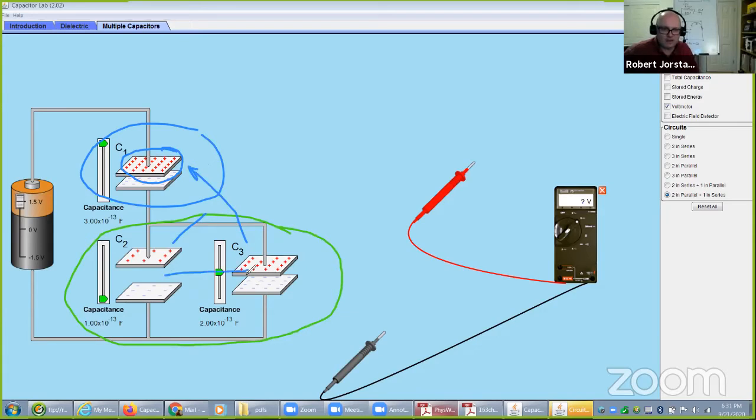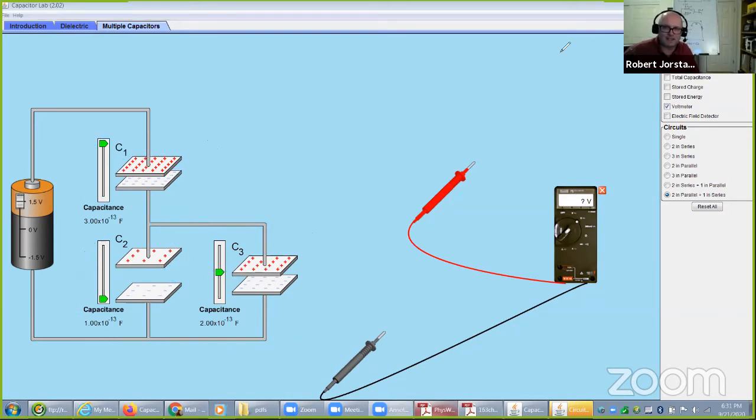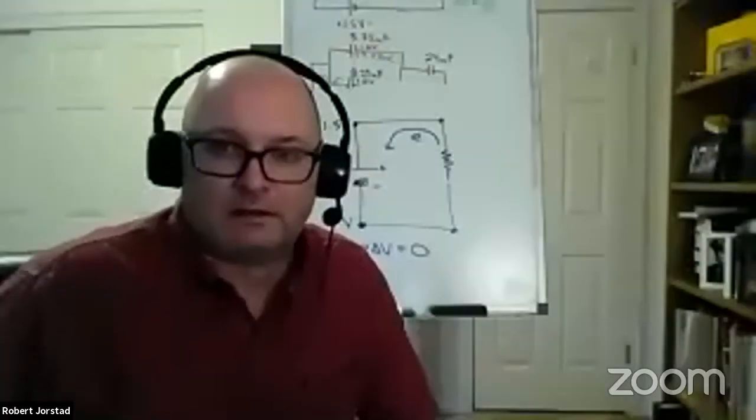And these two have the same voltage as each other. We get these complicated rules. I'm babbling a lot. Is this making any sense at all? I don't know. Questions? All right. Okay.